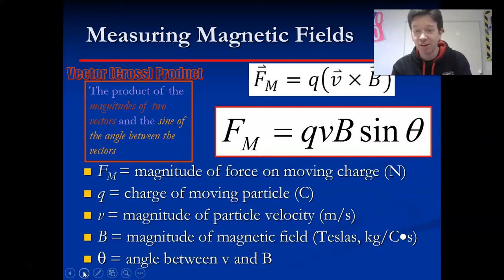So how we're going to solve the cross product is just write it as Fm equals QVB sine theta, where theta is the angle between V and B. Now in almost all the questions I'm going to give you, V is going to be perpendicular to B. I mean, that's the most efficient way if you're trying to get the greatest force acting on a charged particle, you make that magnetic field perpendicular to the velocity of the particle. That way, you get theta equals 90 and sine of 90 is 1, the biggest it can be. Okay.